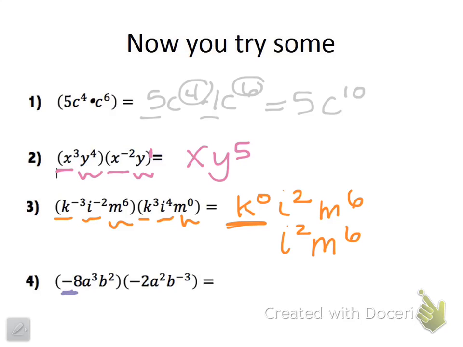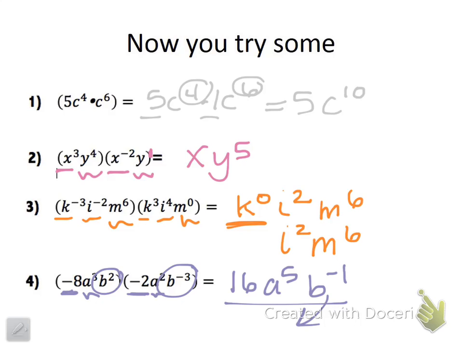Okay, we've got coefficients in the front. So we've got negative 8 times negative 2, which is 16. We've got some a's here, so 3 plus 5 is going to be a to the 5th. And then we've got some b's, so 2 plus negative 3 should give us a negative 1. Can't have a negative exponent, so we've got to drop it. Got to drop it like it's hot. So we're going to get this.